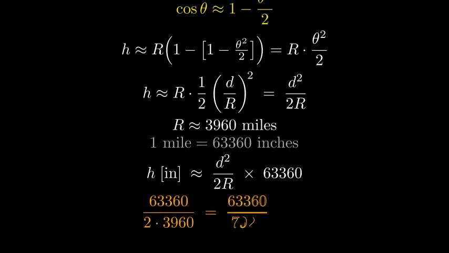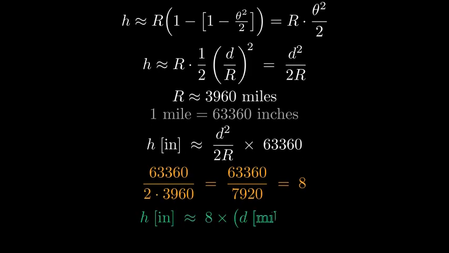Plugging R equals 3,960 gives 63,360 divided by 2 times 3,960, which equals 8 exactly. Therefore, h in inches is approximately 8 times d squared, with d measured in miles.